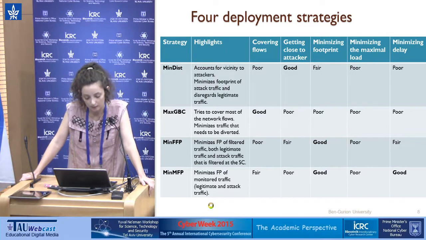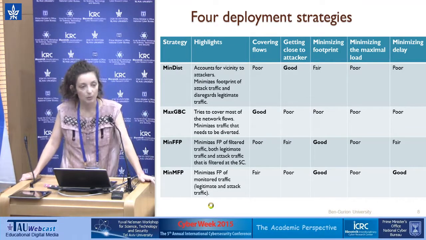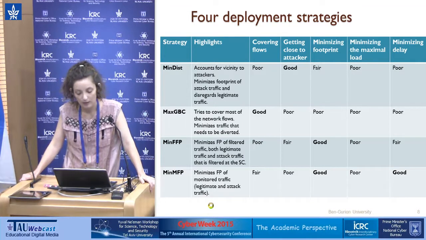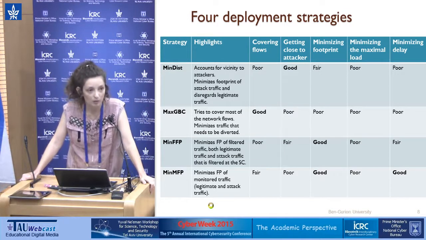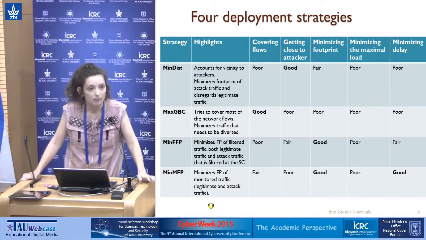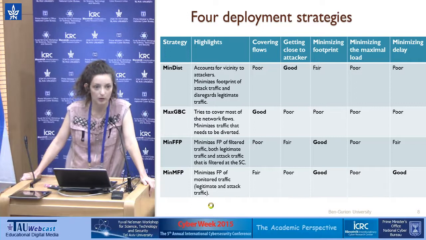We evaluated the strategies with respect to five performance indicators. Flow coverage, which means that we try to minimize the proportion of diverted flows. Vicinity to attackers, to minimize the footprint of malicious traffic. Minimizing the overall bandwidth consumption in the network. Minimizing the redistribution of load on links in the network, and minimizing the communication latency.